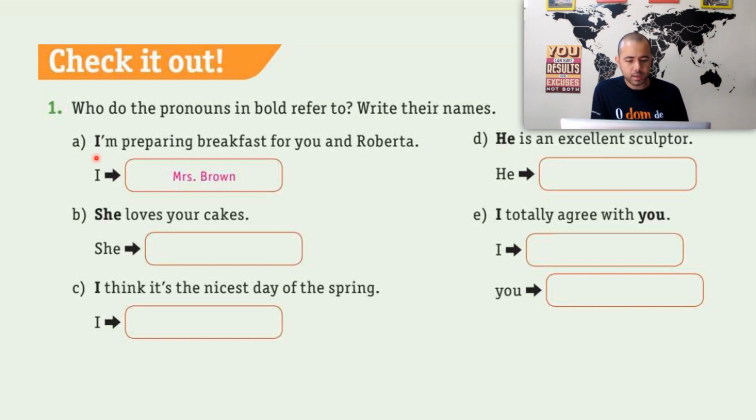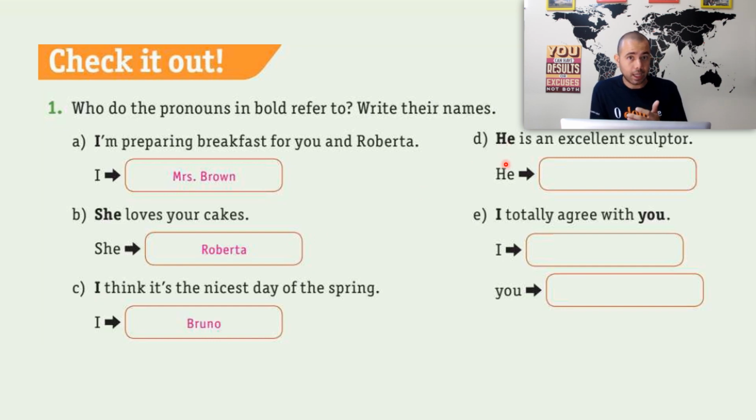She loves her cakes. Who is she? Who is this pronoun in the text? So we need to come back to the text. Is this pronoun she, Mrs. Brown, or Roberta? So who likes the cakes? Roberta. I think it's the nicest day of the spring. Who does this pronoun refer to? I. Is it Roberta? Is it Bruno or Mrs. Brown? It's Bruno.